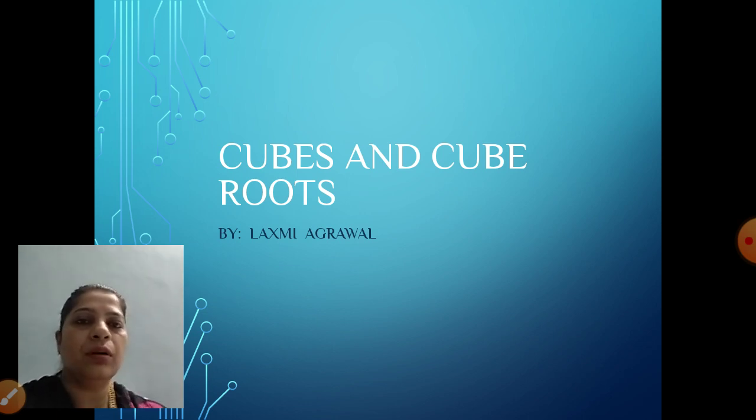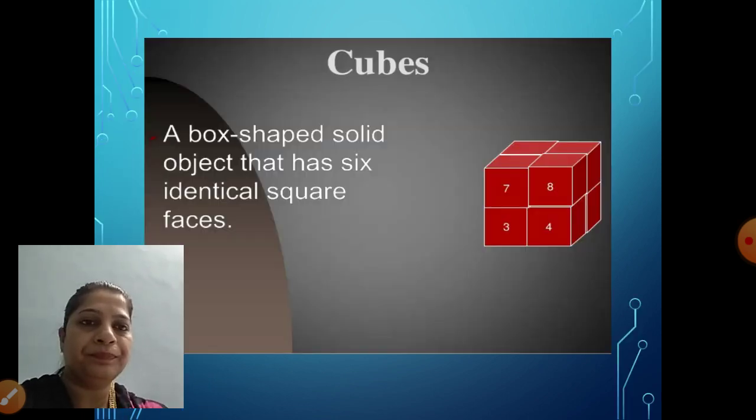As you have learned about square and square root in PA1 portion, you know that square means when a number is multiplied by itself, it is called the square of the number. Suppose 3 multiplied by 3 is equal to 9. So the square of 3 is equal to 9. So let us understand now about cube and cube roots.